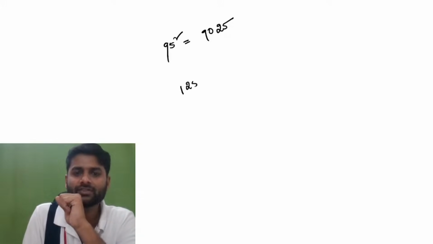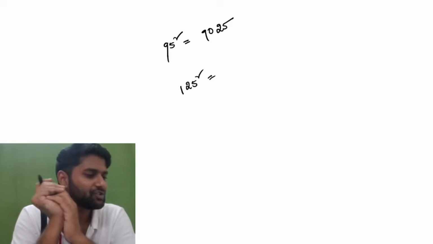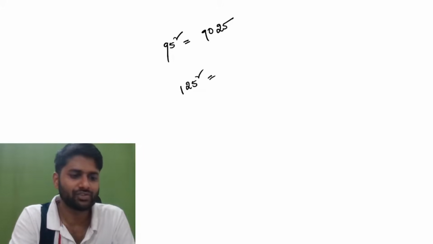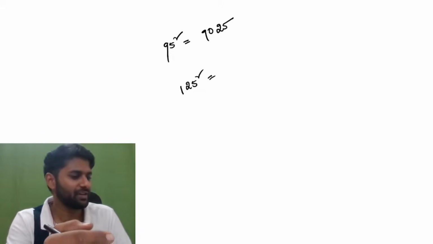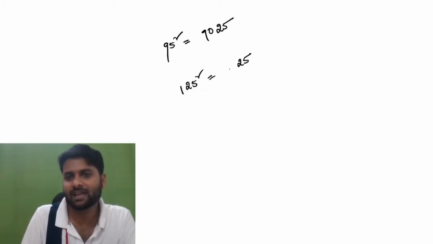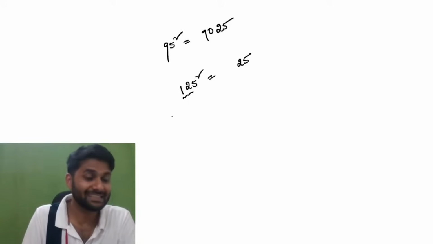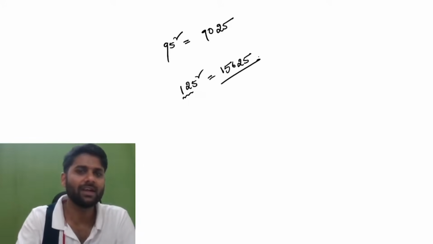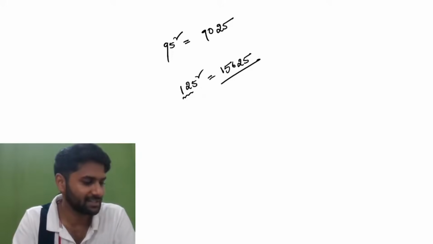Let's go for 125 square. Please post your answer in the comment section. 125 square is how much? Yes, 125 square. 5 square's last two digits are 25, then consider 12. What is the next number of 12? 13. 12 into 13 is 156. So 15625 is the correct answer.